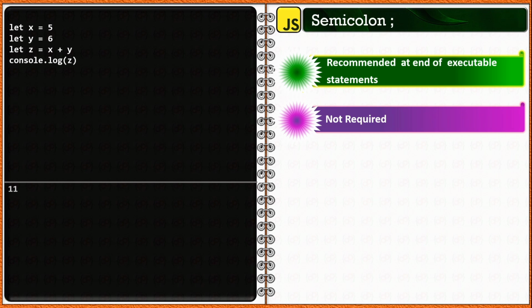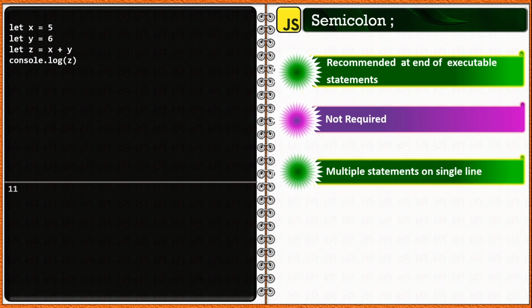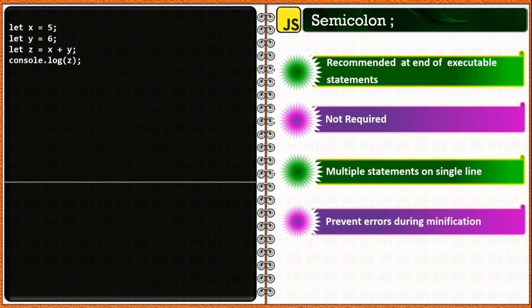One such case is putting multiple statements on a single line. In this case, it is mandatory to put semicolons between the statements. Otherwise, the program will throw an error. One more case is using JavaScript minifiers. A JavaScript minifier will remove all the unwanted white spaces and comments to reduce the JavaScript file size. Some JavaScript minifiers will expect a semicolon at the end of statements. Absence of the semicolon will produce an error in the program after minification. So, it is a best practice to put a semicolon at the end of each executable statement.